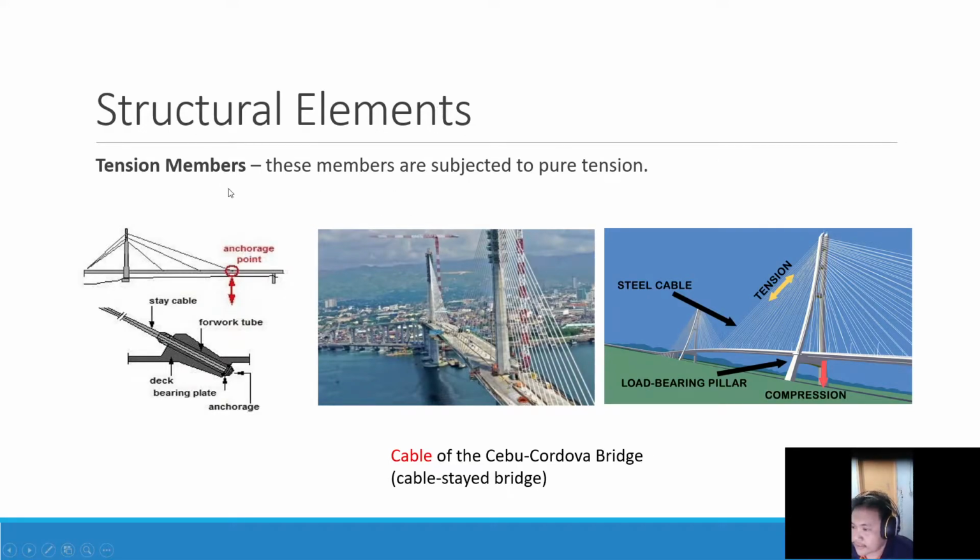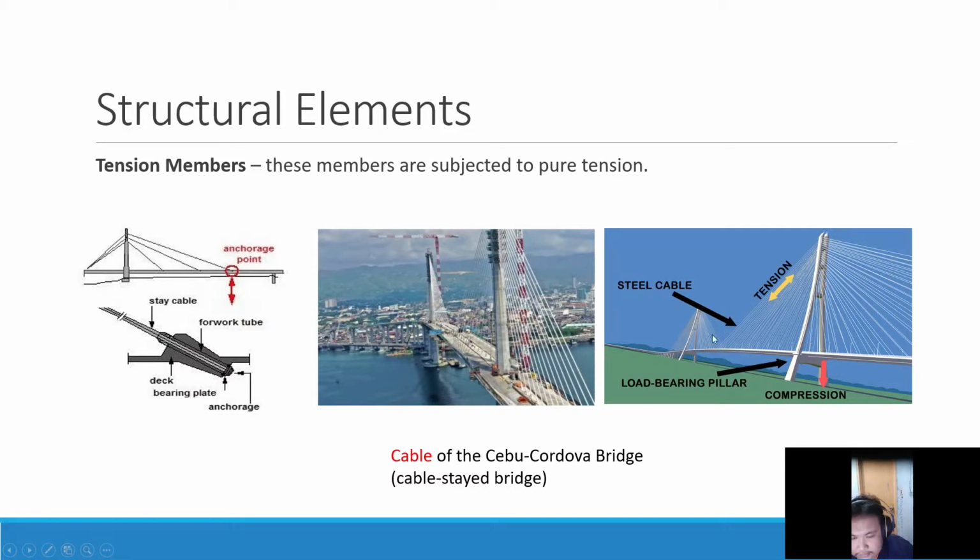So you can see, tension members. These members are subjected to pure tension, meaning no other forces are included in these tension members. It's only tension. An example of this is the cables of the Cebu Cordova Bridge. As you can see here, this is the Cebu Cordova Bridge, and these cables support the entire bridge, and these cables are in turn supported by these towers, or these piers.